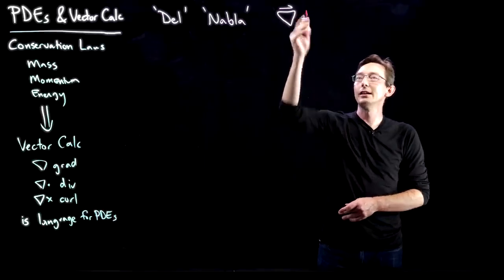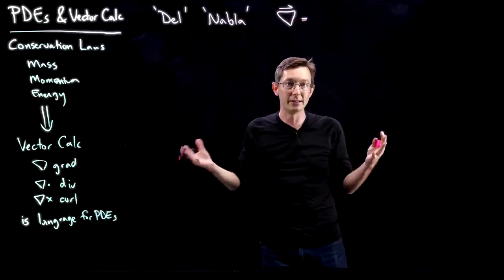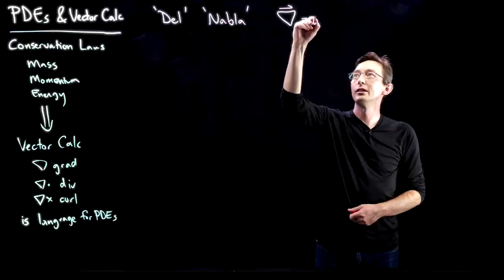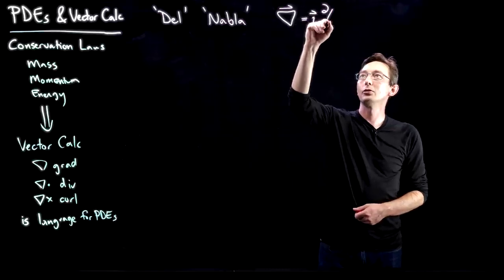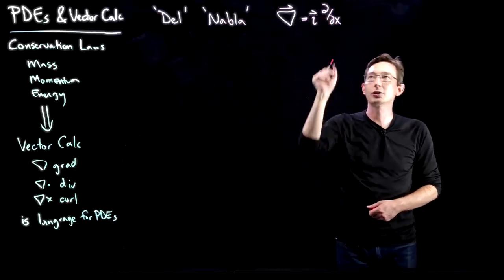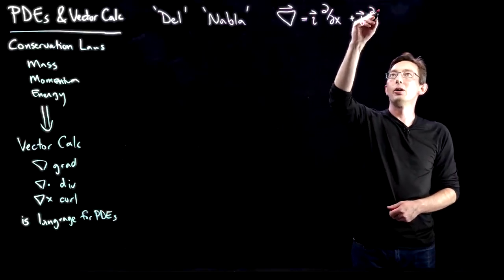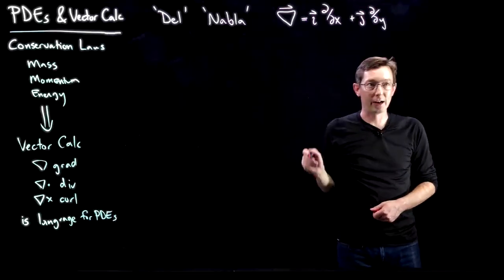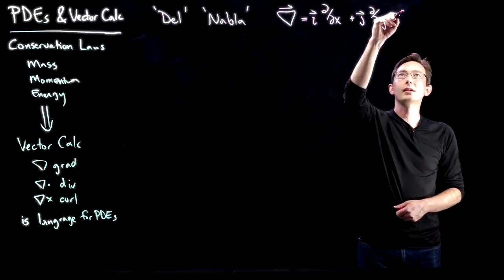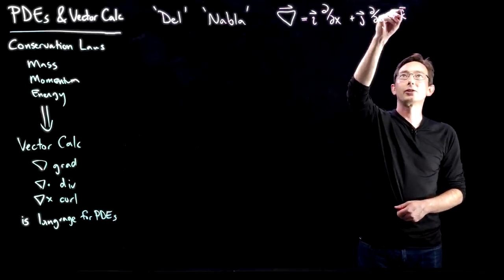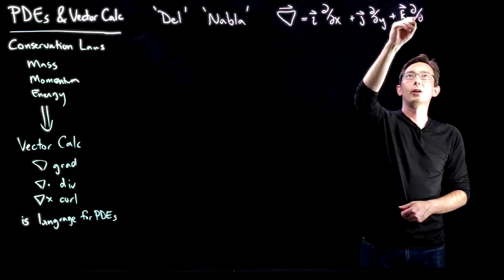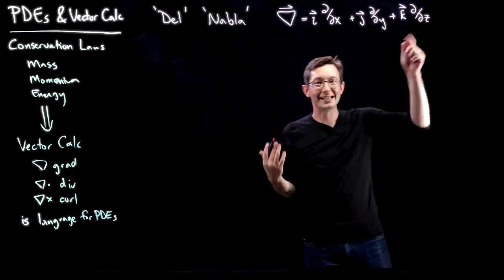Let's say we have a three-dimensional del operator. This is going to be partial x in the i direction plus partial y in the j direction plus, in the k direction, partial z.